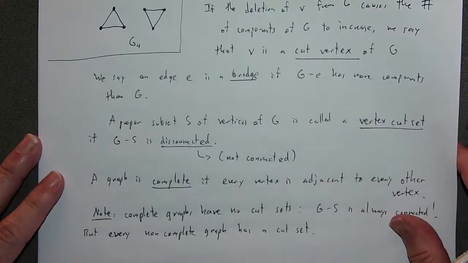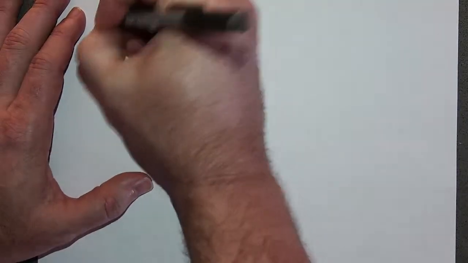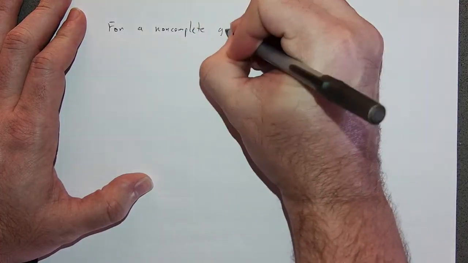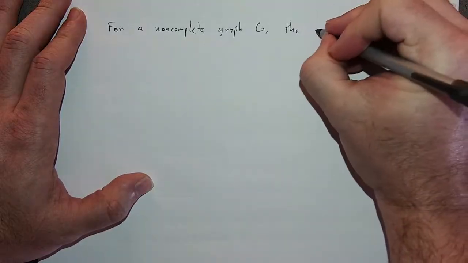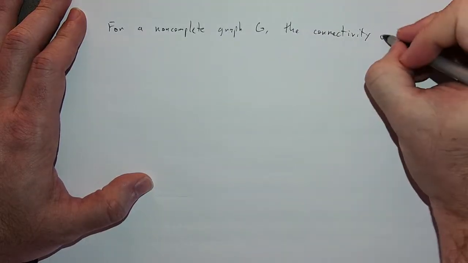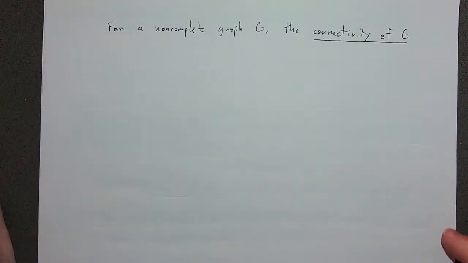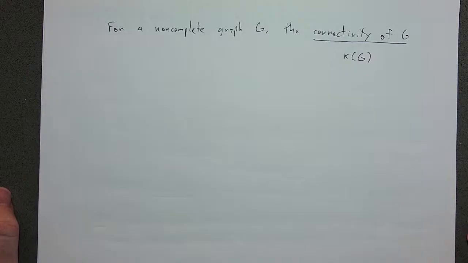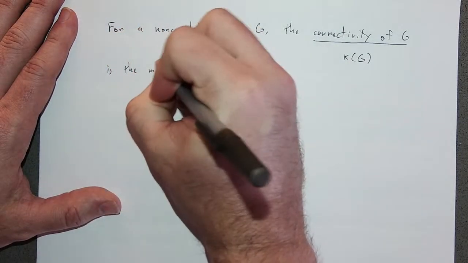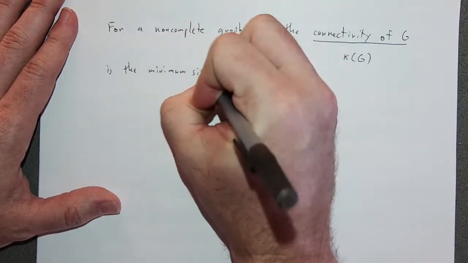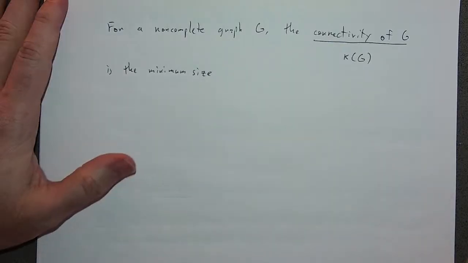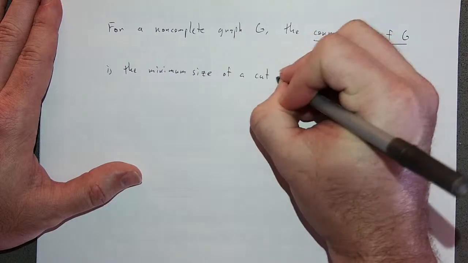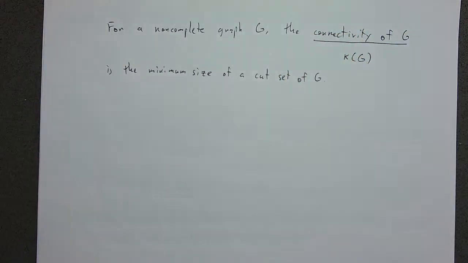So maybe I'll give myself more room here so I can write more things. So for a non-complete graph G, the connectivity of G, which we will refer to as kappa of G, is the minimum size of a cut set of G. And when we say size here, we're not talking about graph theory size, we're talking about cardinality. I use the naughty word size to talk about a set. I should have said cardinality, but it's fine. This is the minimum size of a cut set of G. Okay.